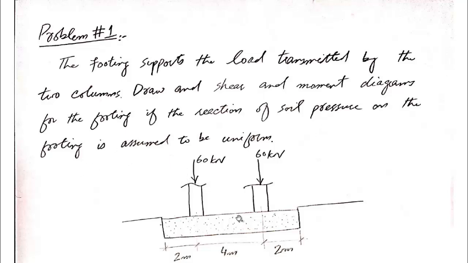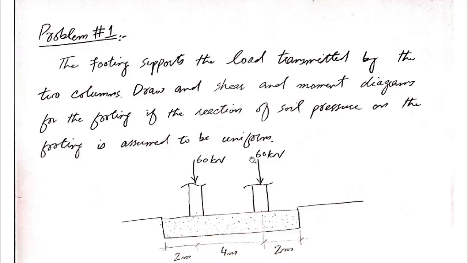So we are assuming that these 2 point loads are generating uniform pressure under the footing. We will have to calculate how much that pressure is, and then, considering that pressure as well as these 2 point loads, we will draw the shear force diagram and bending moment diagram.